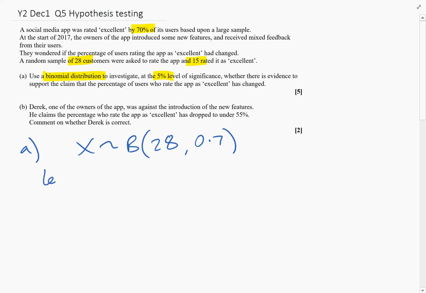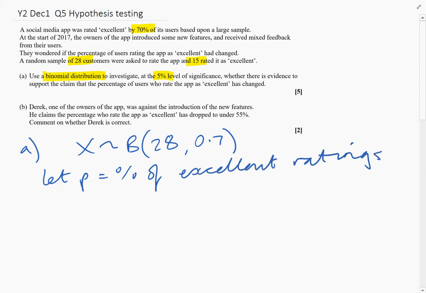So if we let P equal the percentage of excellent ratings, when we do this hypothesis test, we can say that the norm, what we expect, is that P would be 0.7.